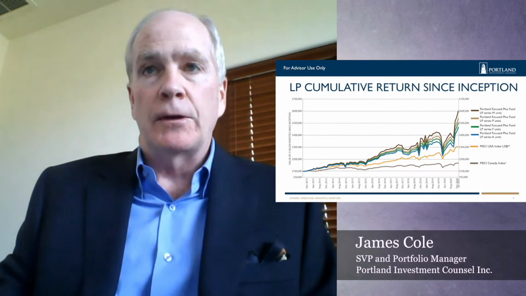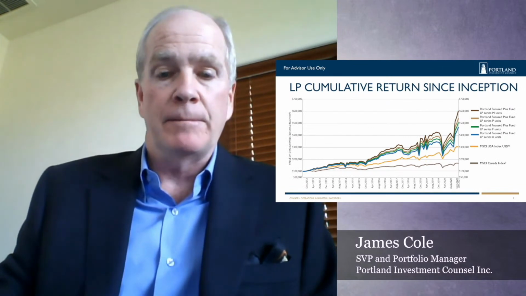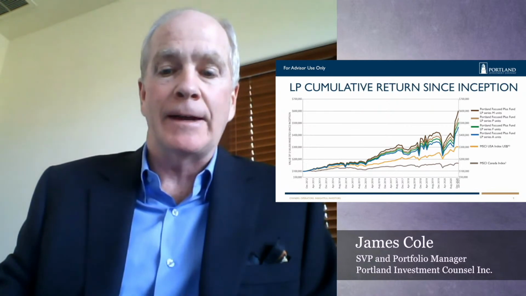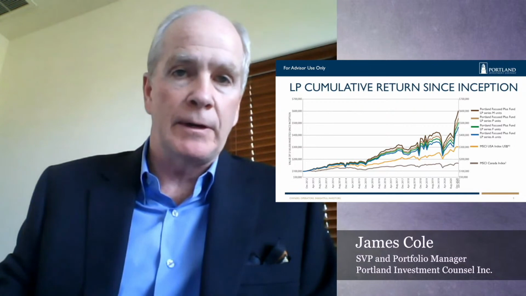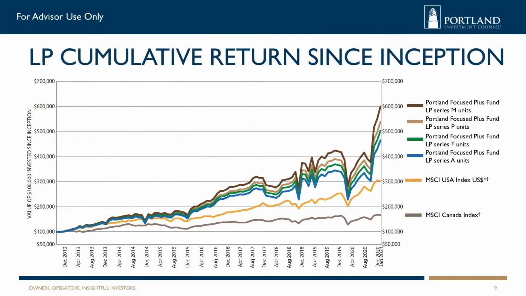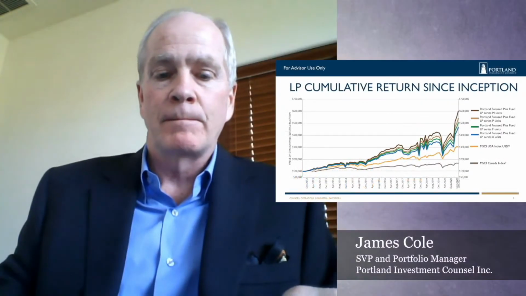This next slide shows the cumulative performance of the LP's 4 series since inception, the lines at the top, versus both the MSCI USA index in US dollars in about the middle of the graph, and the MSCI Canada index, that ugly line at the bottom. The LP has vastly outperformed both the MSCI USA and MSCI Canada indices. Here you can also see that sextupling of the Series M units that I referred to earlier.